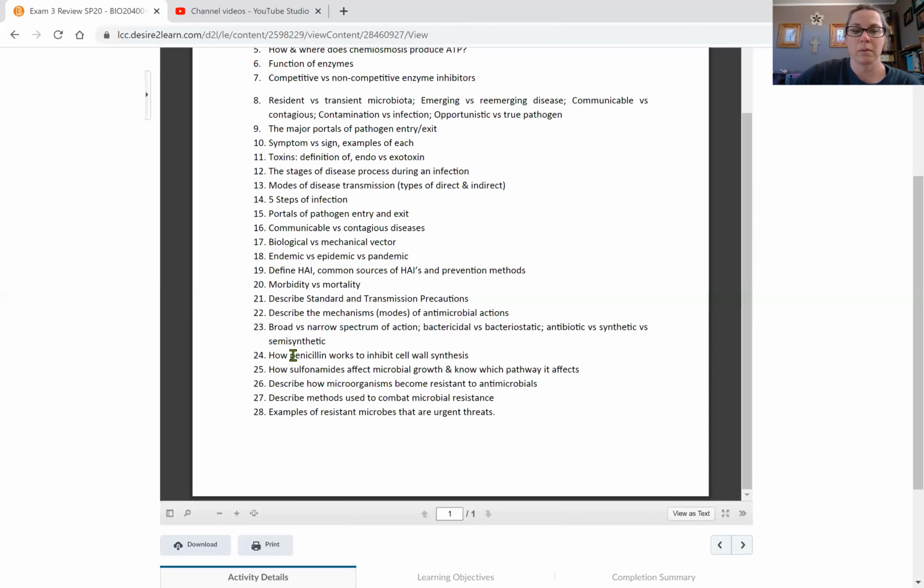Look up penicillin and sulfa drugs. We spent a little bit more time on those two, describing how they work and describing their modes of action. So make sure you look very deeply into those two.